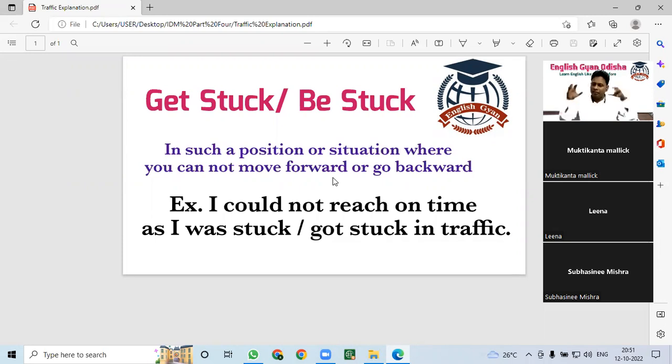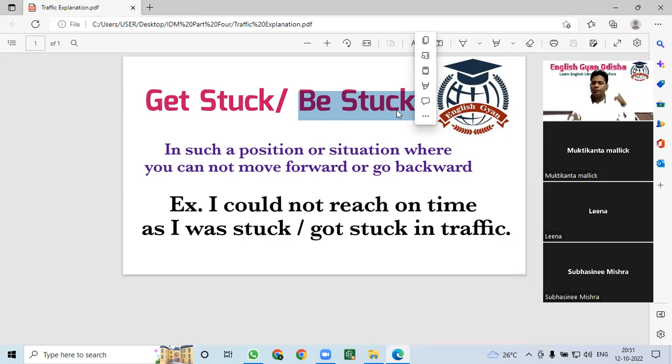Basically, in the present situation, use "be stuck." If I ask you, Muktikant sir, where are you right now? I'm sorry, sir, I cannot attend class. I'm stuck in the traffic at Shaheednagar or at OMP Cuttack, like that. I am stuck. Oh my God, I'm stuck right now.